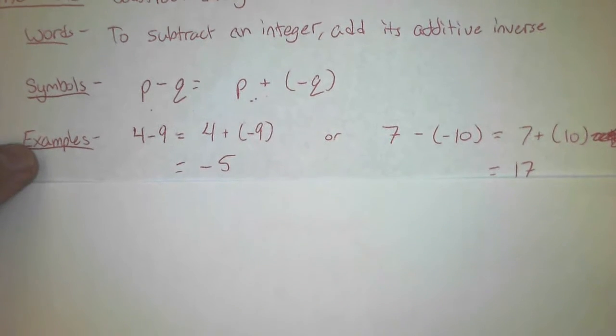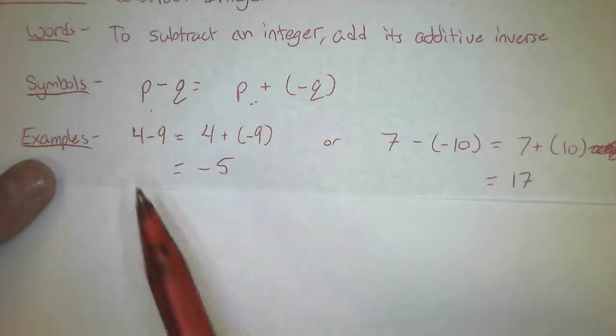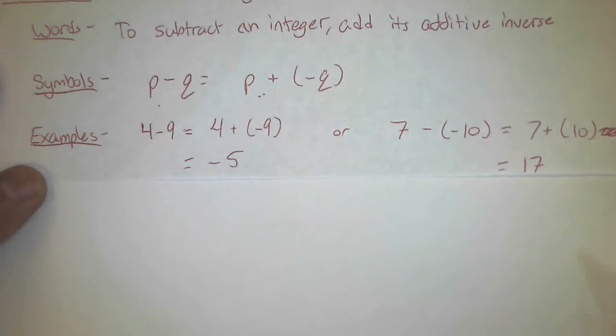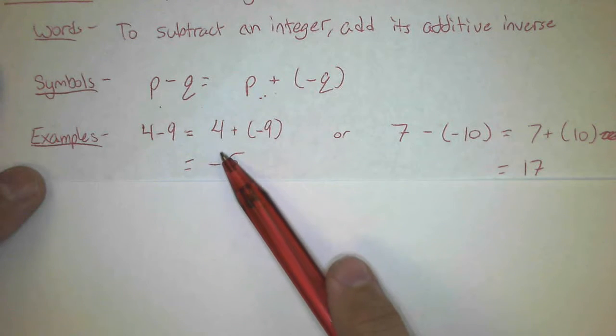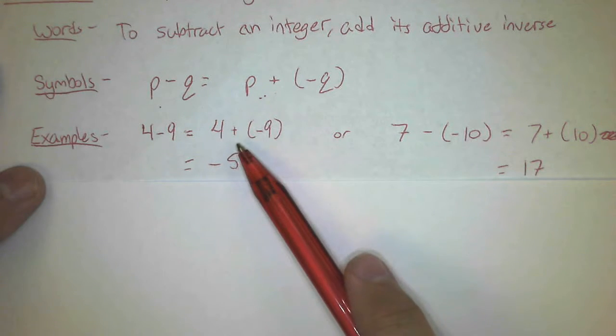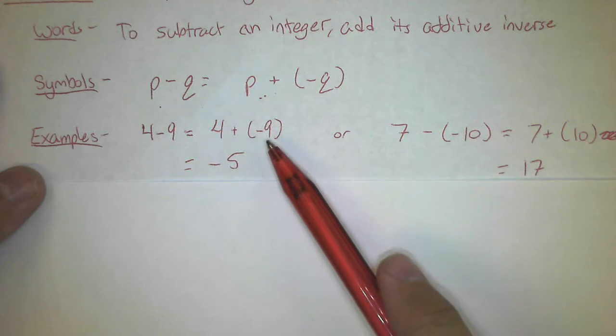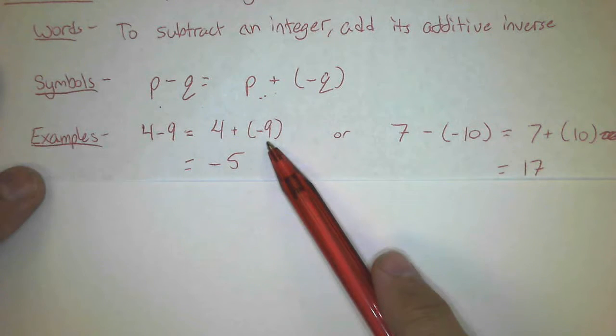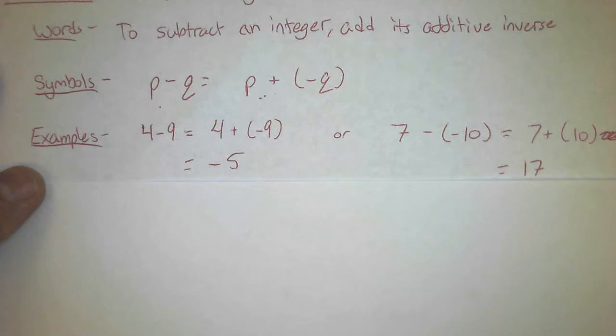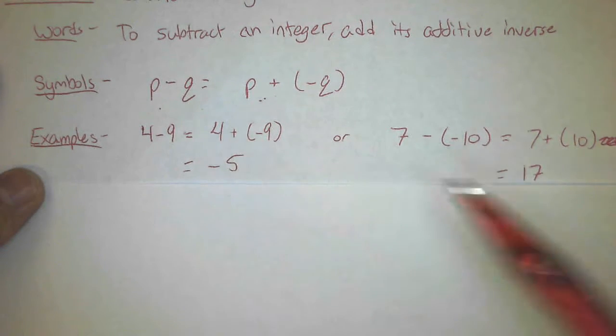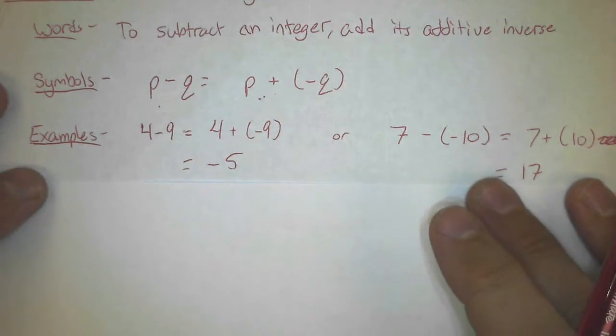So I've got two examples of this. We have 4 minus 9. So we could rewrite that as 4. We keep the 4 the same. We change the sign to a positive, or an addition sign. And we change our positive 9 to a negative 9. And that should equal -5.